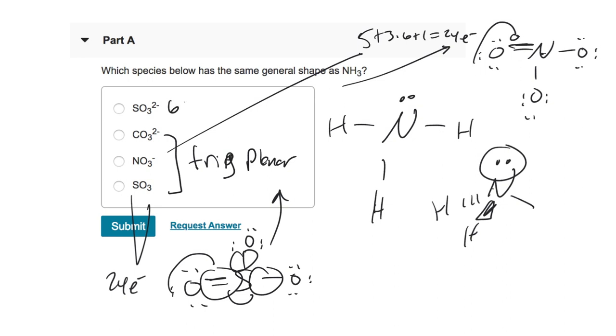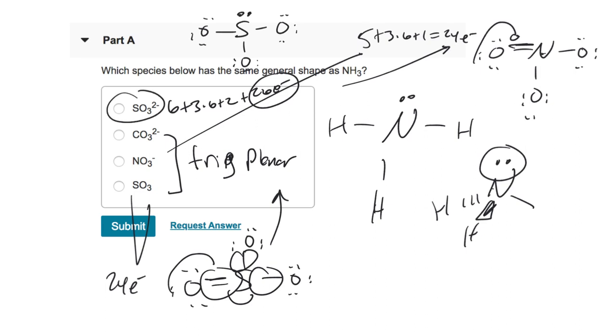SO3 2 minus, 6 plus 3 times 6 plus 2, now I can have 26 electrons, with 2 left over for the central atom. So I have sulfur, oxygen surrounding it. That's 24 electrons, the 2 left over onto sulfur. And so SO3 2 minus is the one that has the lone pair for a domain and then 3 bonding domains. So it also is trigonal pyramidal.